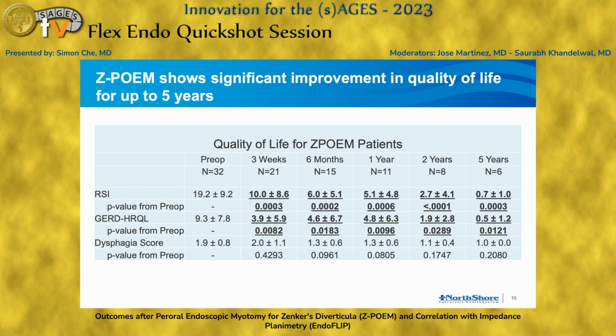Regarding quality of life, we looked at the reflux severity index as well as the GERD-HRQL scores as representative of dysphagia. From 3 weeks to 5 years, there was a statistically significant improvement. However, this did not hold true for our dysphagia score, which is a 1 to 5 score.